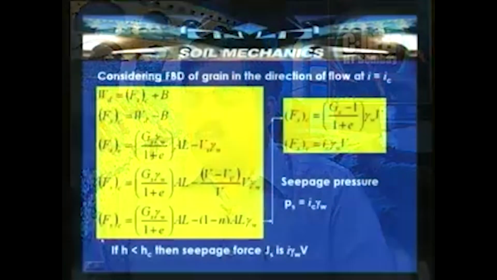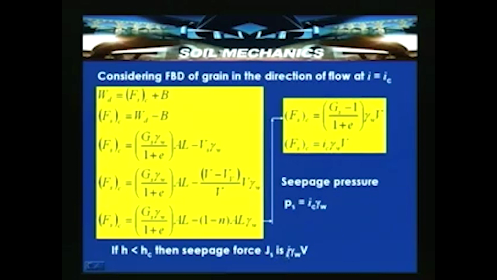So, if i is less than ic, then seepage force Js is i gamma W V. What we tried to derive is an expression for seepage force and seepage pressure, and the units for seepage pressure are the same as that of unit weight, like kilonewton per meter cube in SI units.